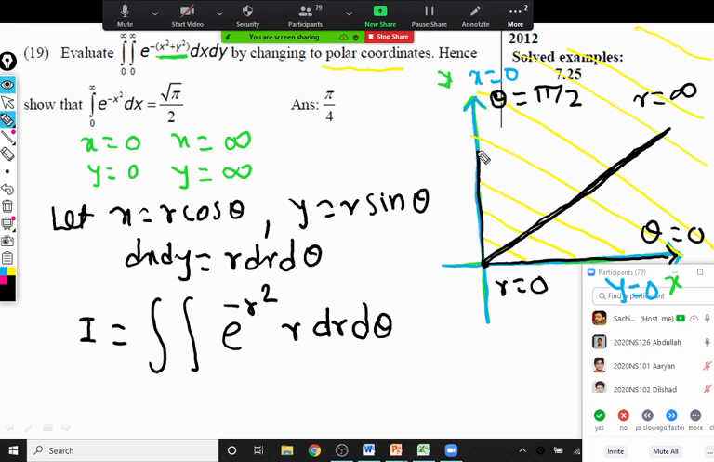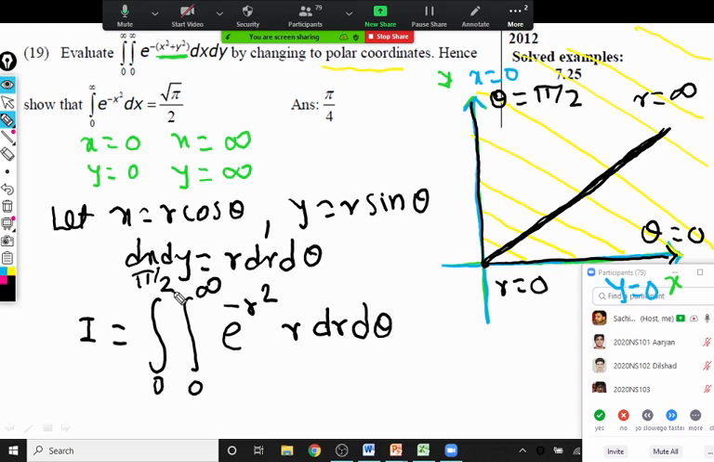There is a black line. How did we come to know about this? This is the radial direction. You can draw it anywhere. This is the position of a strip. Just as in Cartesian we take a vertical strip or horizontal strip, here we take a radial strip. So the limit of r is 0 to infinity, theta is 0 to pi by 2, and now the task left is to integrate it. Our aim is to integrate this one.